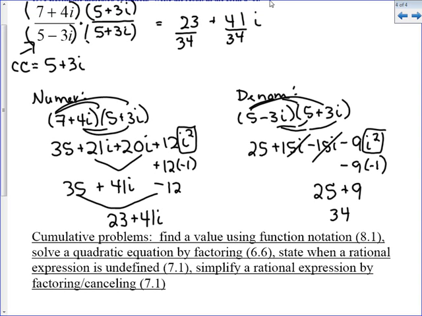Am I ready to box this? Yes. What should I check for before I box it? Simplifying the fractions. So 23 and 34 don't have any common factors. 41 and 34 don't have any common factors.